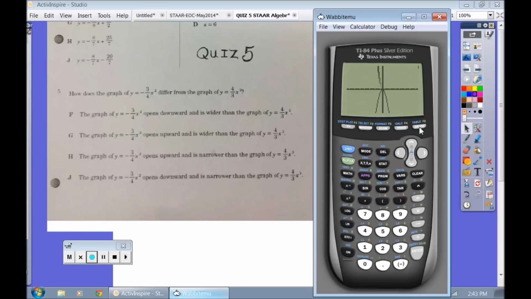Here's the second graph. We're going to zoom back to a standard window. So zoom, standard, number 6. So here's the first one. Here comes the second one. Let's look at the answer choices. The graph of y equals -3/4 x squared. So the graph of the first one opens downward. Is that true? Yes. And is it wider? Does it look wider than the second one or the bolder one that we have? It looks wider. Yes, it does. So I'm going to put a little question mark there. Let's look at G. Does the first one open upward? No. It doesn't open upward at all. It opens downward, but is the first one narrower or is it wider? Well, the first one is wider, so our answer is F.